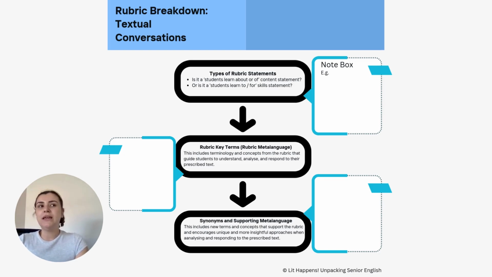Now, the last point on that flowchart: synonyms and supportive meta language. So, this is really having the students, once they understand what the rubric terms are from the actual document itself, thinking about what other terms or ideas or concepts might actually enable and support them to develop more unique insights.